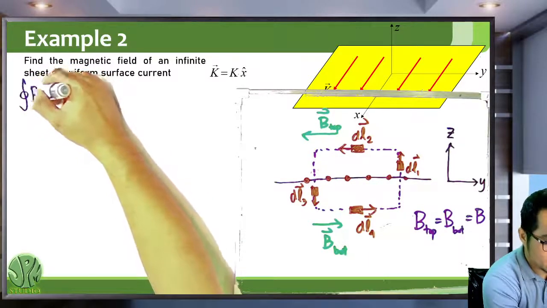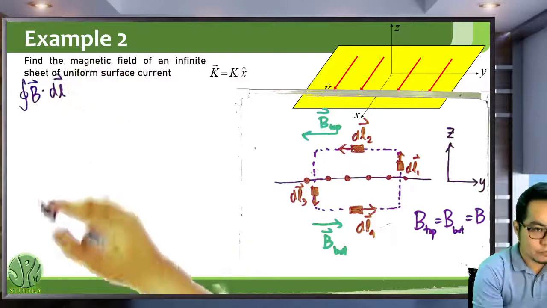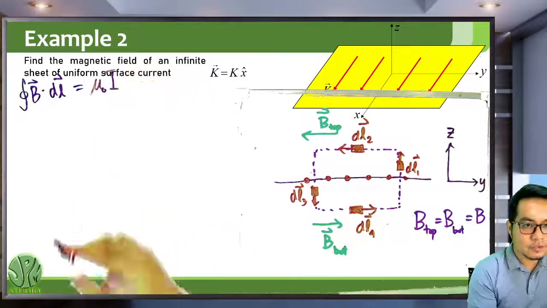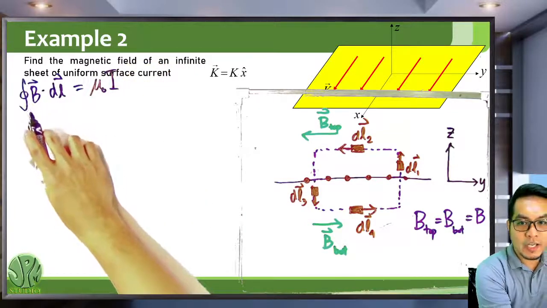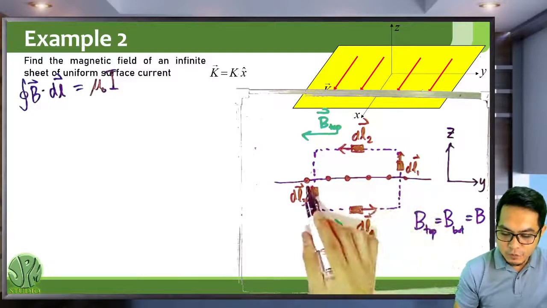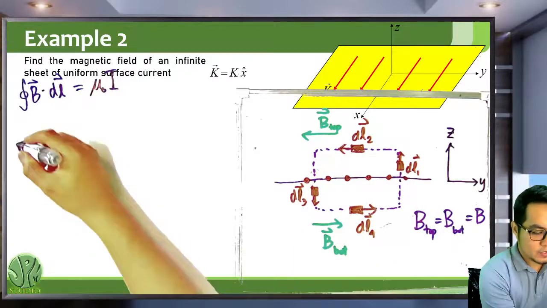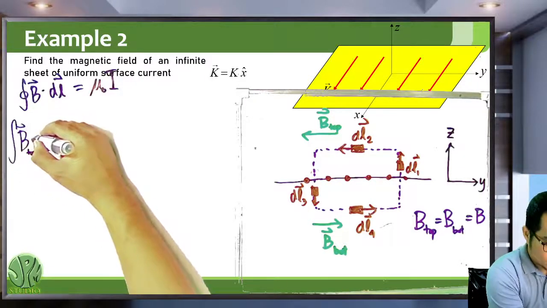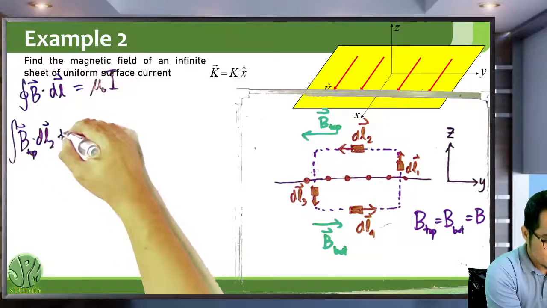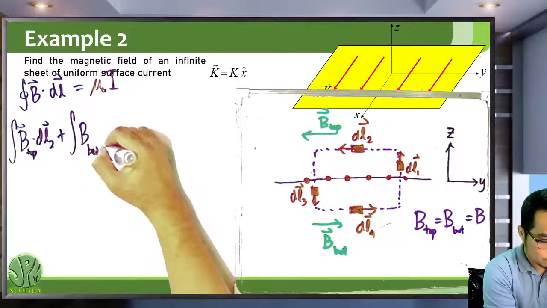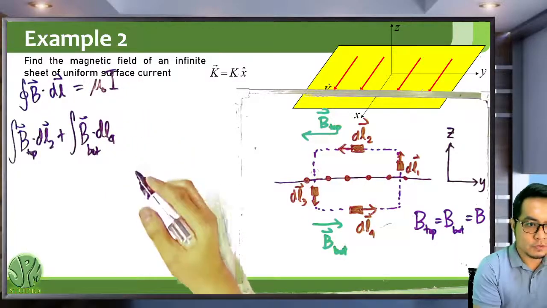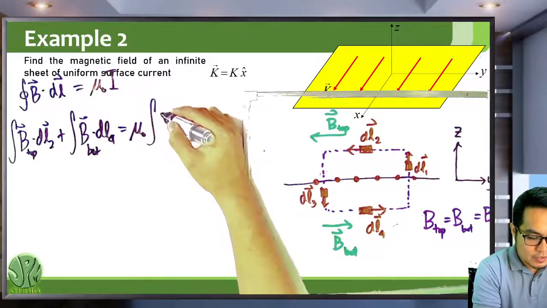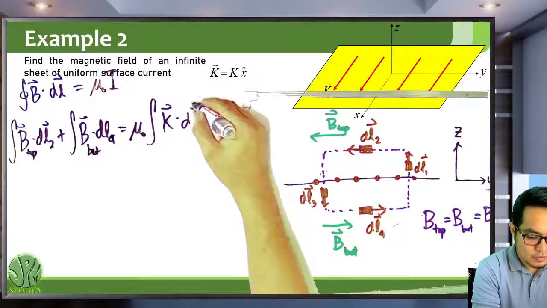the closed integral of B dot dl is equal to mu naught I. So this closed integral here will be composed of four sections, but again, only two integrals will remain. Integral of the B top dot dl2 plus the integral of B bottom dot dl4. This is equal to mu naught. Since this is surface current, so I is just K dot dl.